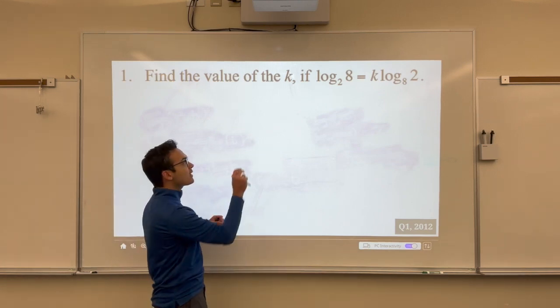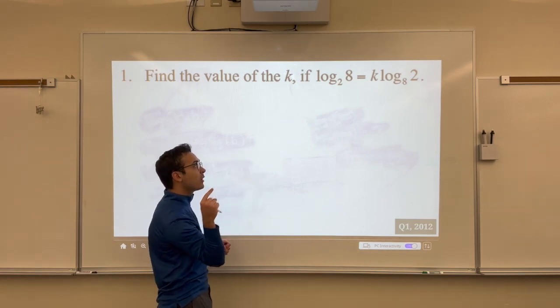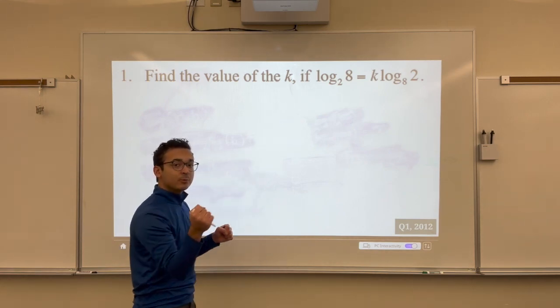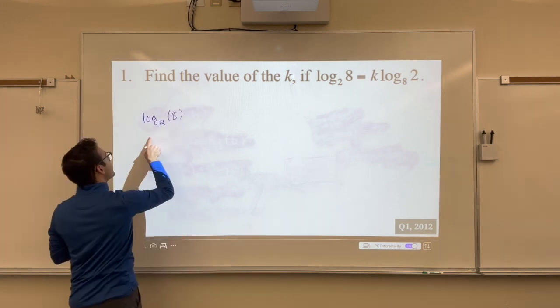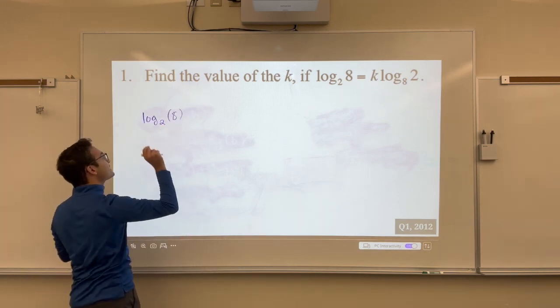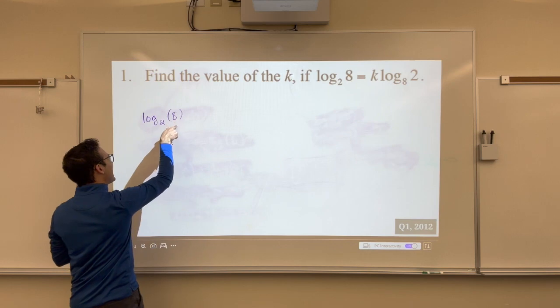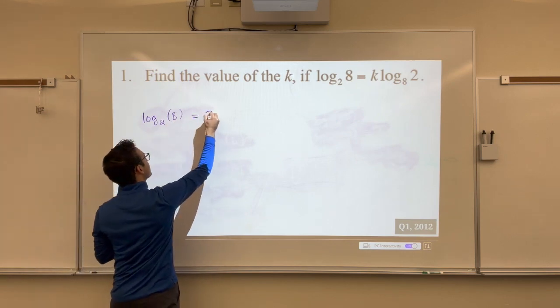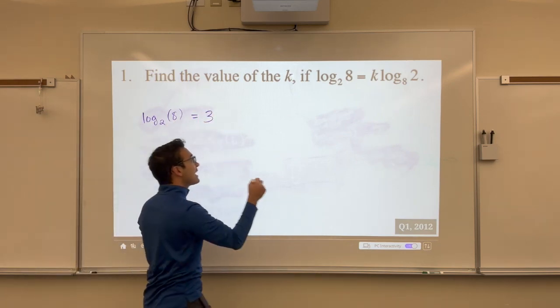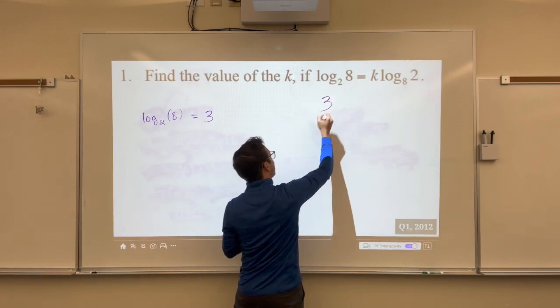So remember, logs tell us the base, and we are inputting the answer, and the output is the exponent. So the question is, 2 raised to what power gets us 8? And that answer is 3. So we know that the left side of this equation evaluates to 3.